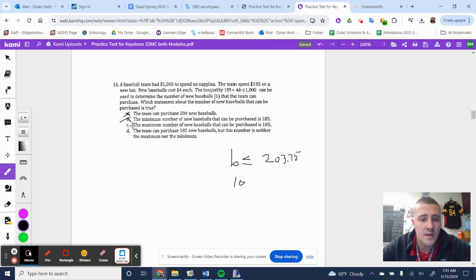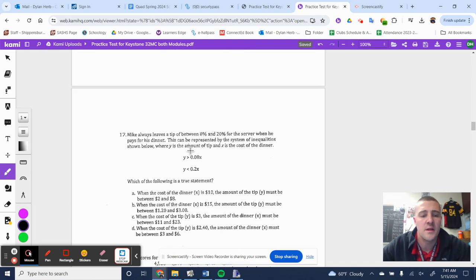C is also wrong, because the maximum number of balls you can buy is 185, but we could buy 203, 202, numbers like that. D, the team can purchase 185 new baseballs, but this number is neither a minimum or maximum. That is true. So they could buy more than that or less than that, and that would both be fine. So D is the correct answer there.